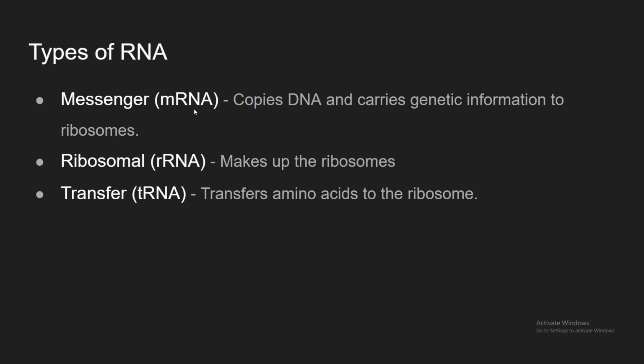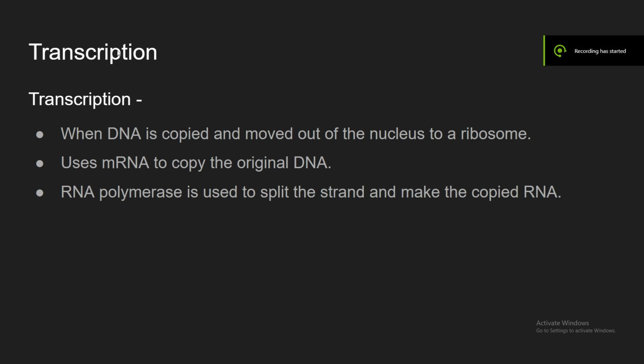Alright, types of RNA. There's the messenger RNA, which copies it and carries genetic info into the ribosomes. There's ribosomal RNA, which basically makes up the ribosomes, and then there's transfer RNA or tRNA, which transfers amino acids to the ribosomes.